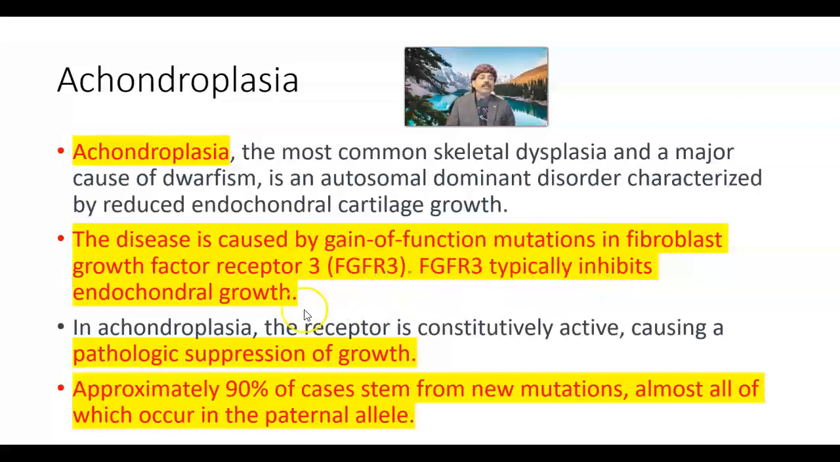FGFR3 typically inhibits endochondral growth. In achondroplasia, the receptor is constitutively active, causing a pathological suppression of bone growth. Approximately 90% of cases stem from new mutation, almost all of which occur in the paternal allele. So it is usually found in children who are born to older fathers.